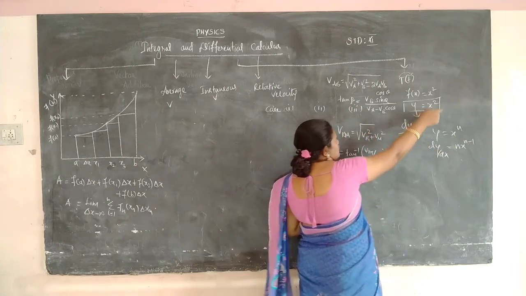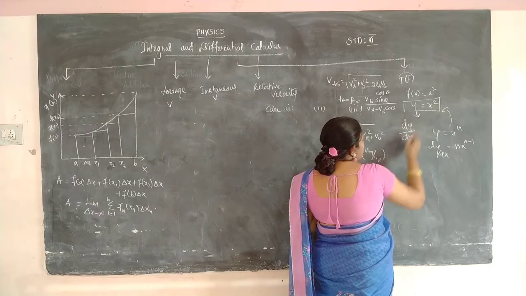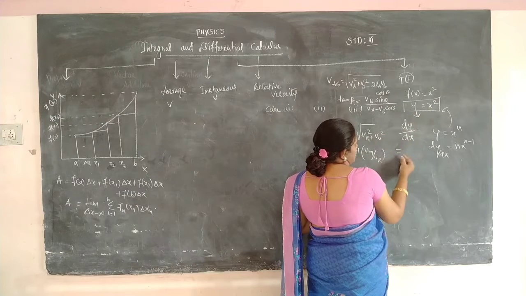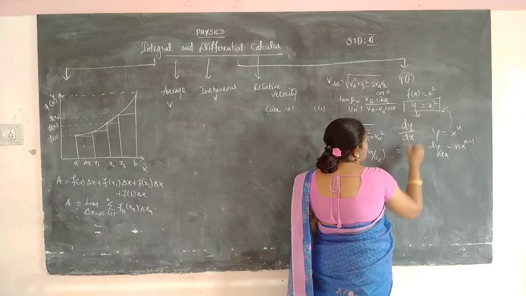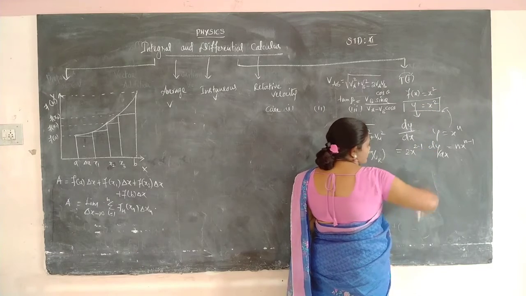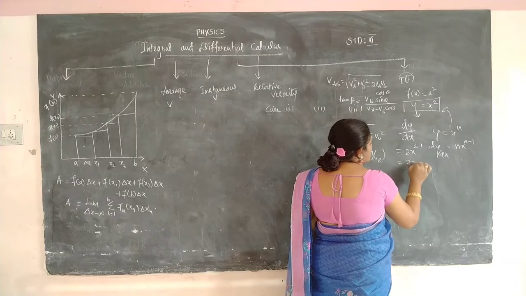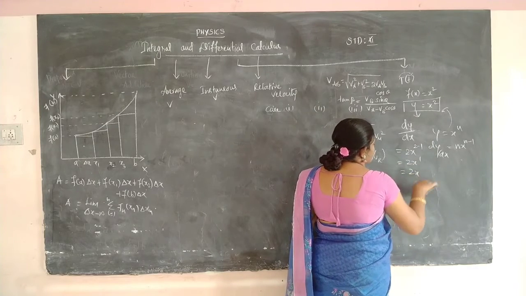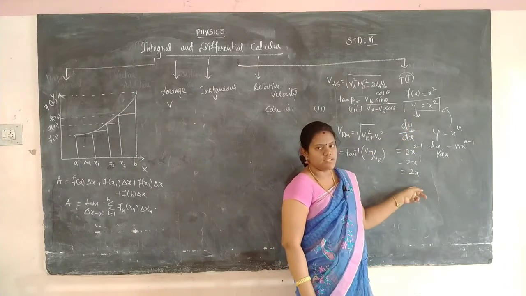You have to apply this formula to x power n. Here, instead of n, there is 2. So how do you calculate? dy by dx is equal to n x power n minus 1, so 2 x power 2 minus 1. What is the value? 2 x power 1, so definitely 2x. So if you differentiate y, its value is 2x.